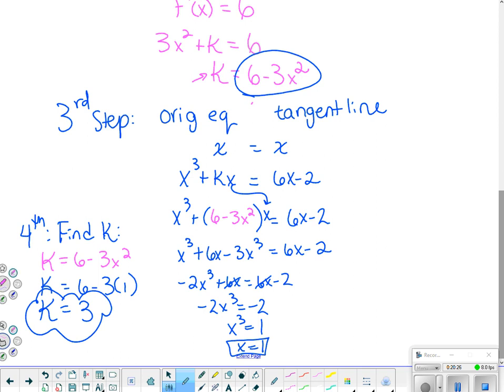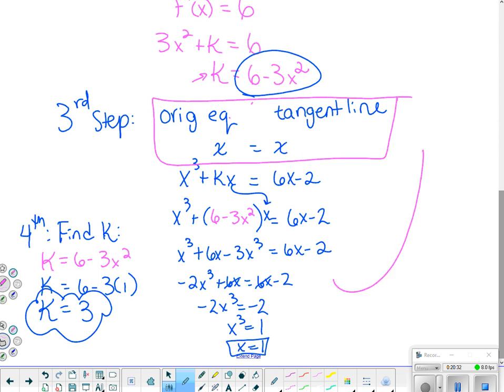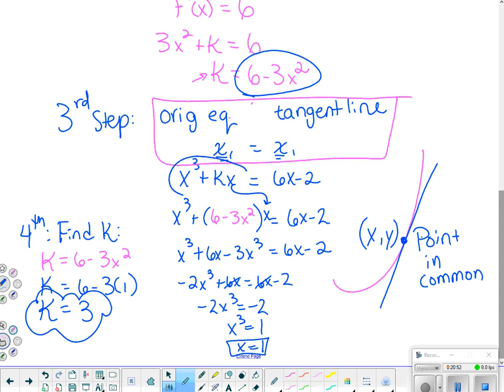I think the key piece in this is to think about if I have an original curve, it was cubic, and a tangent line, they have a point in common. Because they have a point in common, the xy value is shared. So the x at that location is the same for both, and that allows us to say these x's must equal these x's.